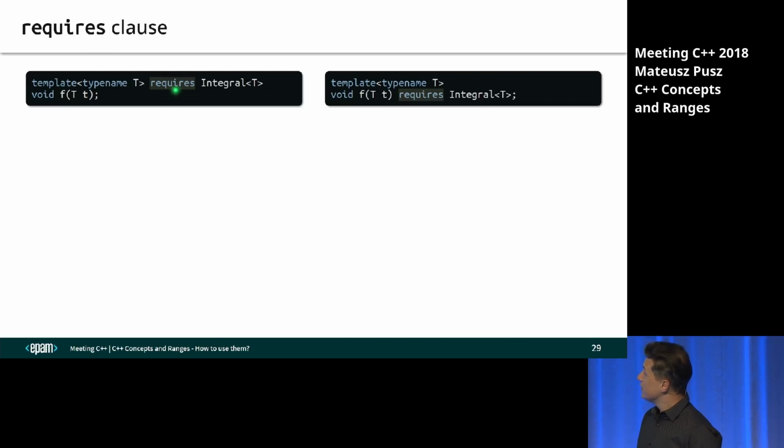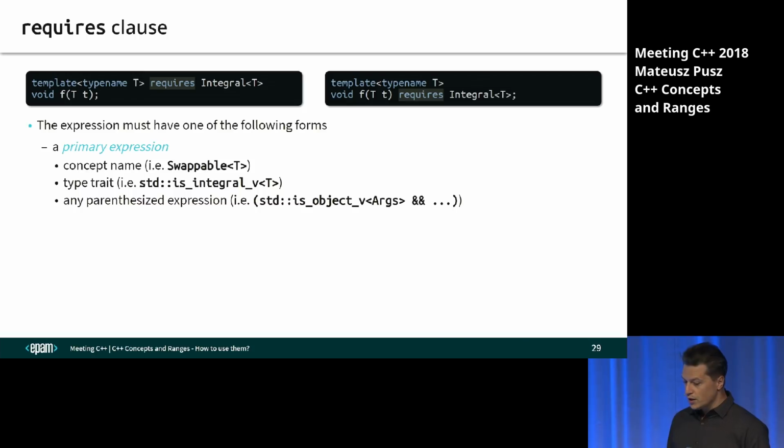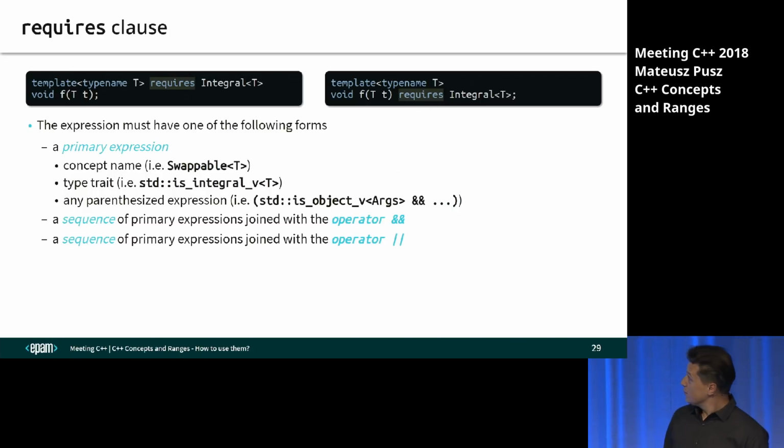Requires provided in a template signature is called a requires clause. It can be provided right after template parameters or after the signature of the function. It has to have the following forms. It either has to be a primary expression, so it has to name a concept or type trait, or it has to be a parenthesized expression that evaluates to bool. Or it may be a sequence of expressions joined with logical AND or logical OR operations.